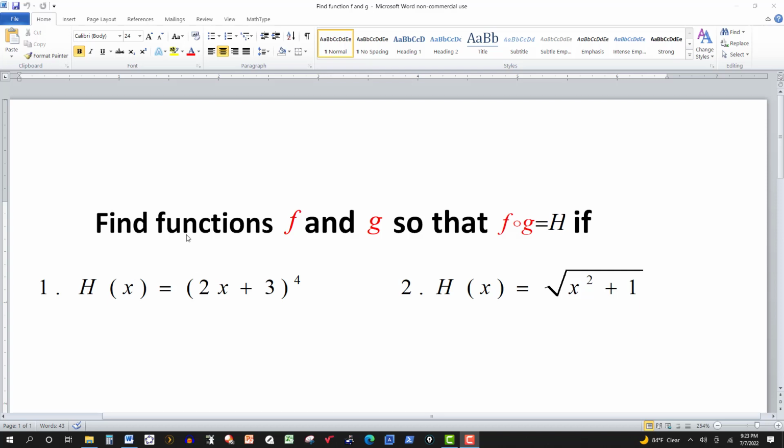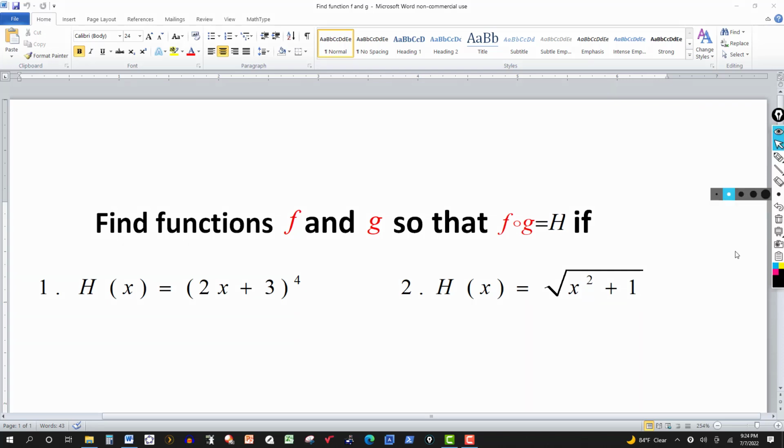But for this one, we want to find functions f and g so that the composition of f with g is equal to h. For problem 1, h of x is equal to (2x plus 3) to the fourth, and for problem number 2, h of x is equal to the square root of x squared plus 1. So we want to find two functions so that when you compute the composition of f with g, you get the function h in 1 and in 2. Take a few minutes to see if you can work these out, and then I'll come back.